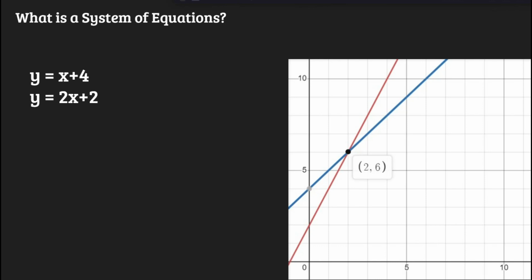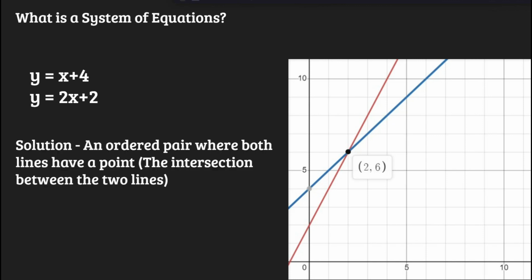So what is a system of equations? The case we'll be discussing today is just going to be a system of two linear equations. In this case, I'm showing here, it's just two equations in perfect slope-intercept form. So we have our y-intercept and our slope that are very obvious here in these two equations.